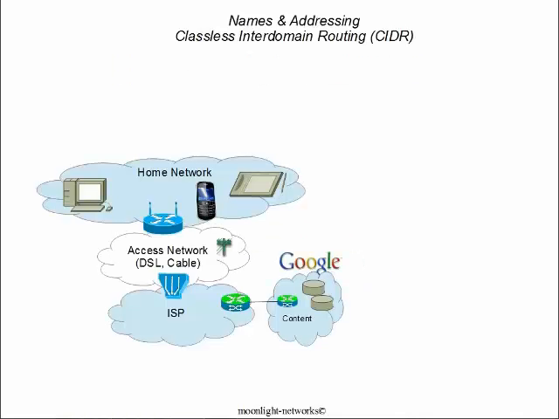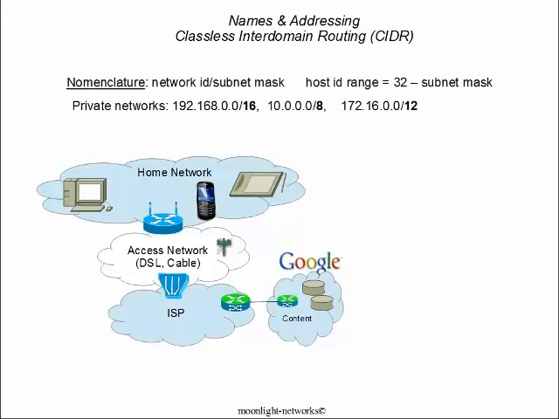So, names and addressing are the province of the Internet Assigned Numbers Authority, IANA. Today we use a method of address assignment called classless interdomain routing. When the Internet was first instantiated in the 80s, it used a form of addressing called class assignment. So there were three classes of addresses, A, B, and C, and they were assigned on octet boundaries.